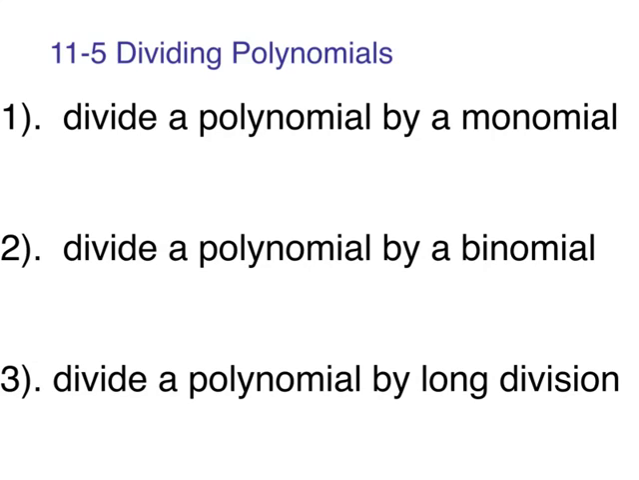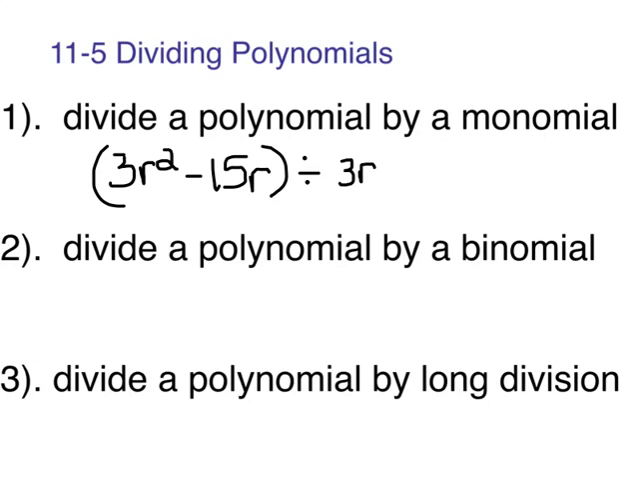This lesson will be on 11-5, dividing polynomials. There'll be three ways to divide polynomials. The first way is when you're dividing a polynomial by a monomial. So for example, if we're given a problem like 3r squared minus 15r, we're dividing this binomial by a monomial 3r.